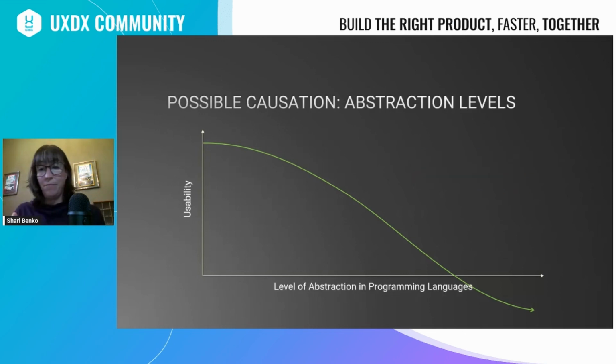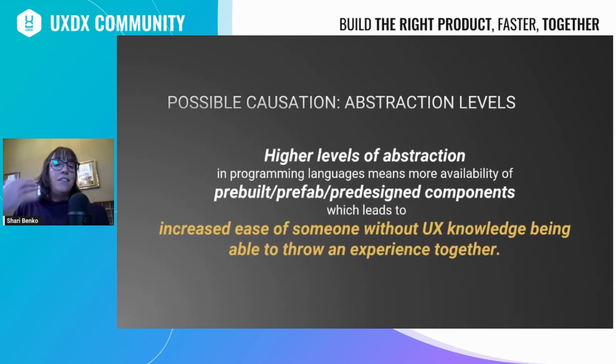And so I'm going to go down a bit of a rabbit hole here. This is my own hypothesis, not tested by any means, but I believe that as the level of abstraction in programming languages increases, the usability of products produced using those languages decreases. Now, I could give you a lesson in what we mean by abstraction levels, but that's not what this talk is about today. This is just my hypothesis.